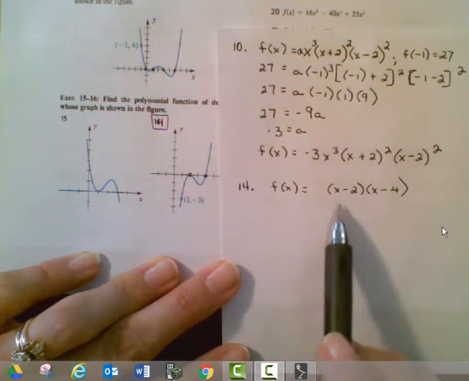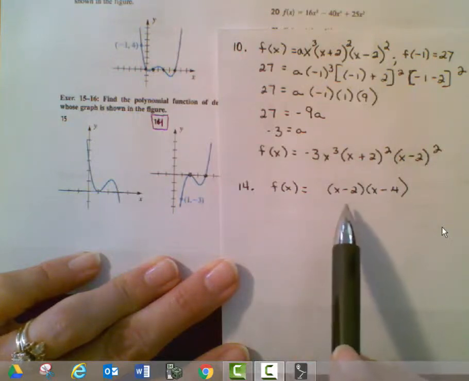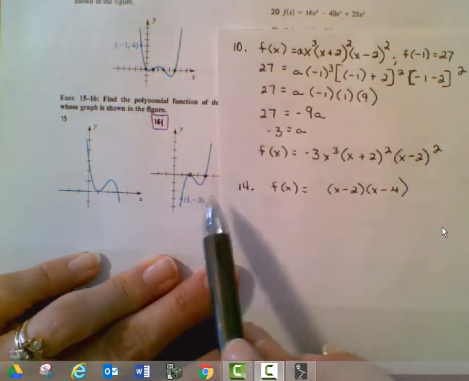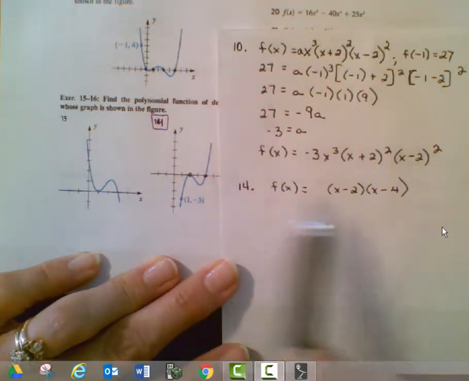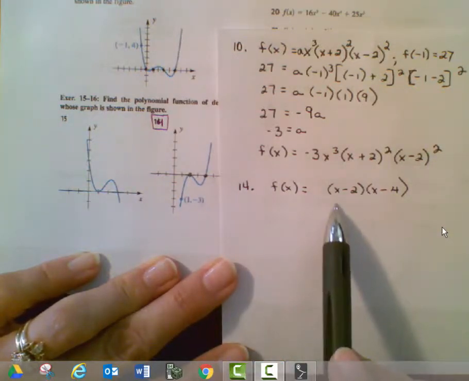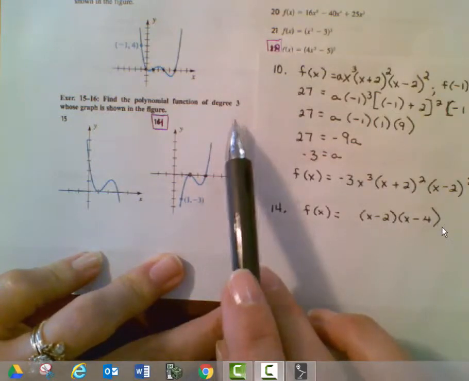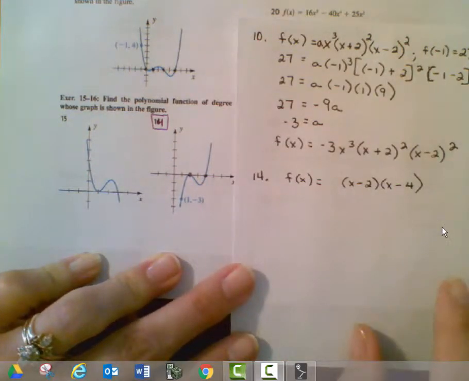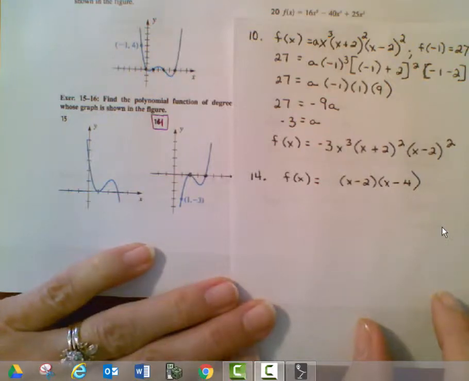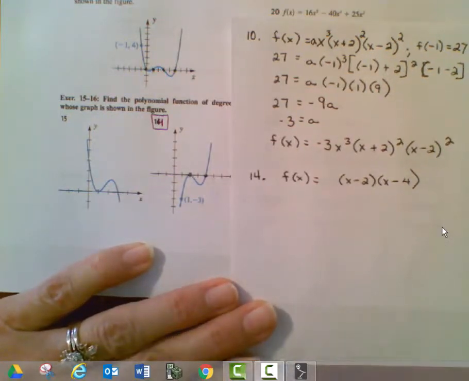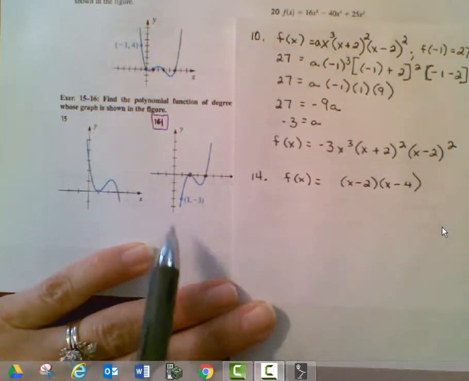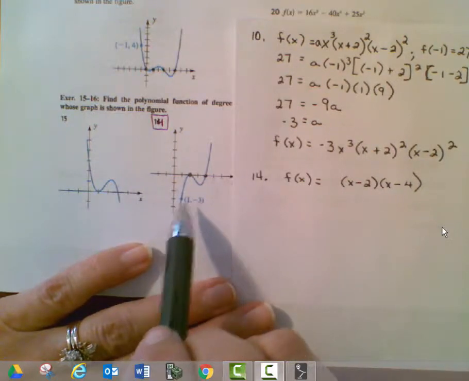And I know with even degree functions, both ends of the graph have to be going the same direction. So I know I haven't satisfied that condition yet. One of these factors needs to be squared if I'm going to get a third degree polynomial. How do I decide which factor needs to be squared? We'll look at the graph at each of the intercepts.